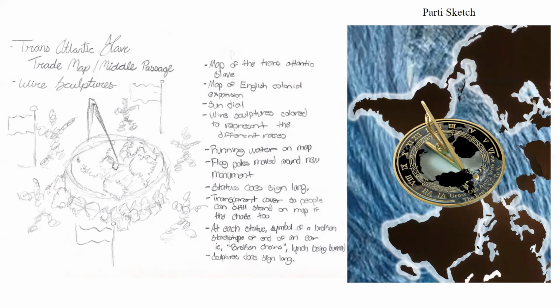So it's like a world map. It's not a world map, it's a map of North America, South America, Africa, and Europe, and the flagpoles will be placed around it.